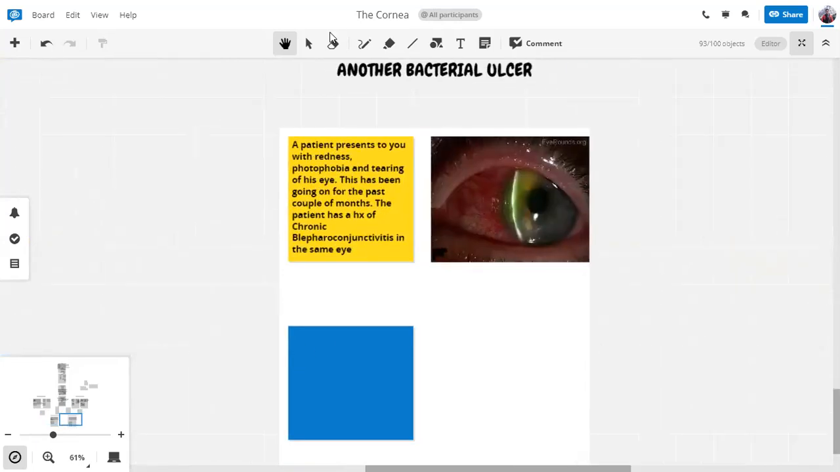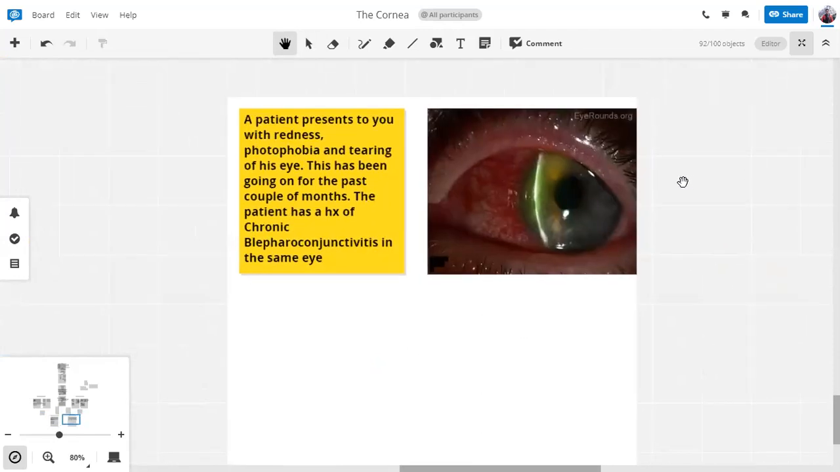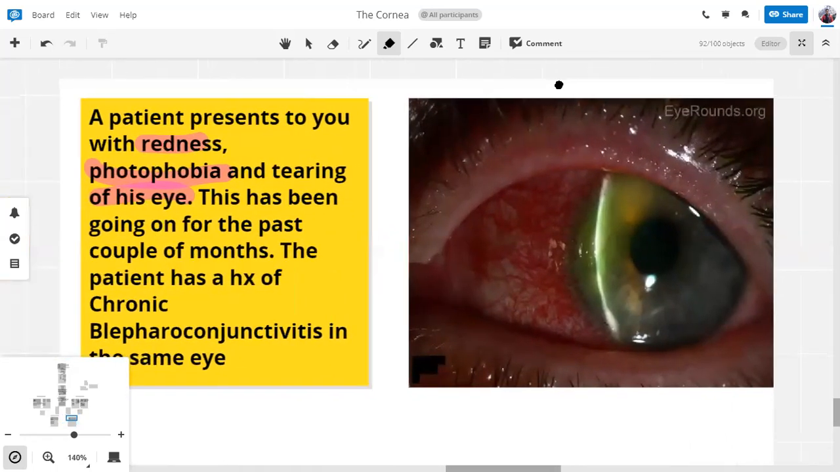And again, it's another bacterial ulcer, but it does not present with hypopyon, but it has a very peculiar history. So discussing this history, the patient has photophobia, the patient has redness, the patient has tearing. And he will also have blepharospasm. These are symptoms of corneal affliction. What else is important in this case? What do we find is important in this case?